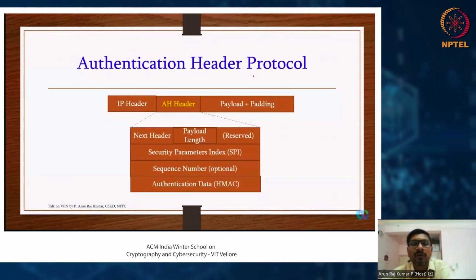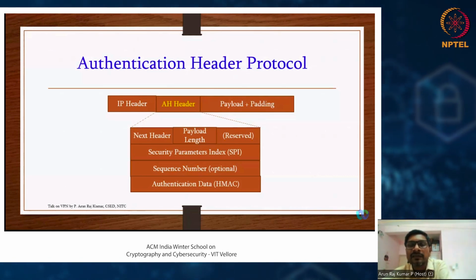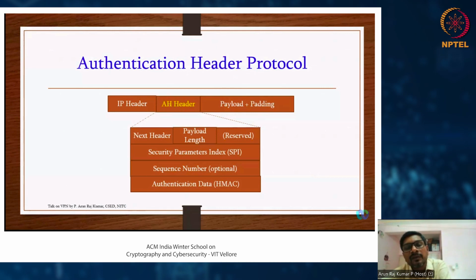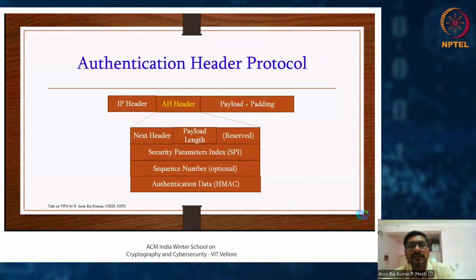So this is an authentication header protocol. As I said, this is a payload which includes the TCP header plus data and some additional padding zeros. Between the IP header and the payload, you will have an additional header called the AH header, which is your authentication header protocol. This header information will be included, and you can see here it has the next header, payload length, security parameters index, sequence number, and authentication data. All these are the fields in the AH header.